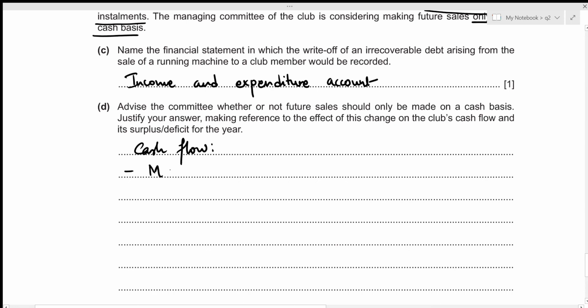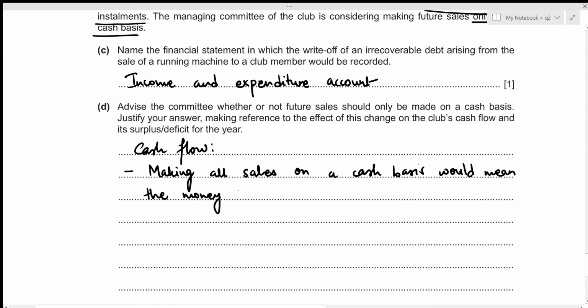Making all sales on a cash basis would mean the money is received earlier, hence improving cash flow.